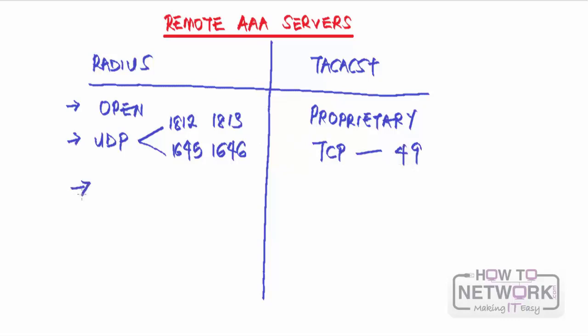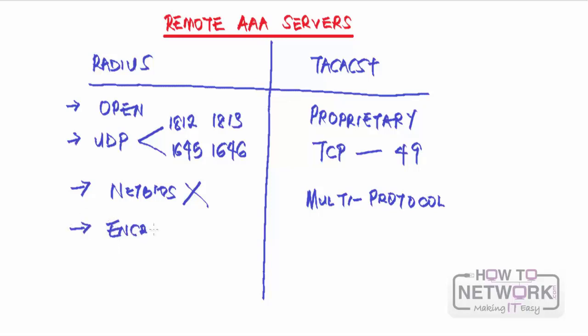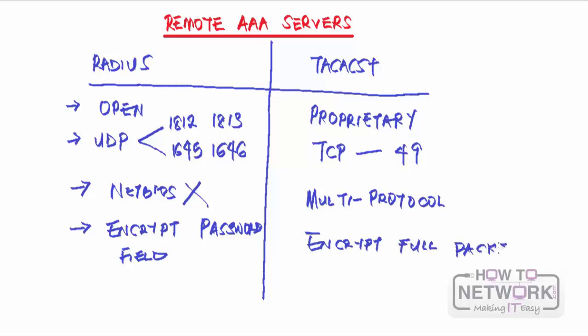Another difference is that Radius doesn't support things like NetBIOS, so there's no NetBIOS support and no AppleTalk support, while TACACS has multi-protocol support. TACACS supports things like NetBIOS, AppleTalk, and others. Another very important security feature is that Radius only encrypts the password field, just the password portion of the packet, while TACACS encrypts everything, the full packet, except the TACACS header, of course.